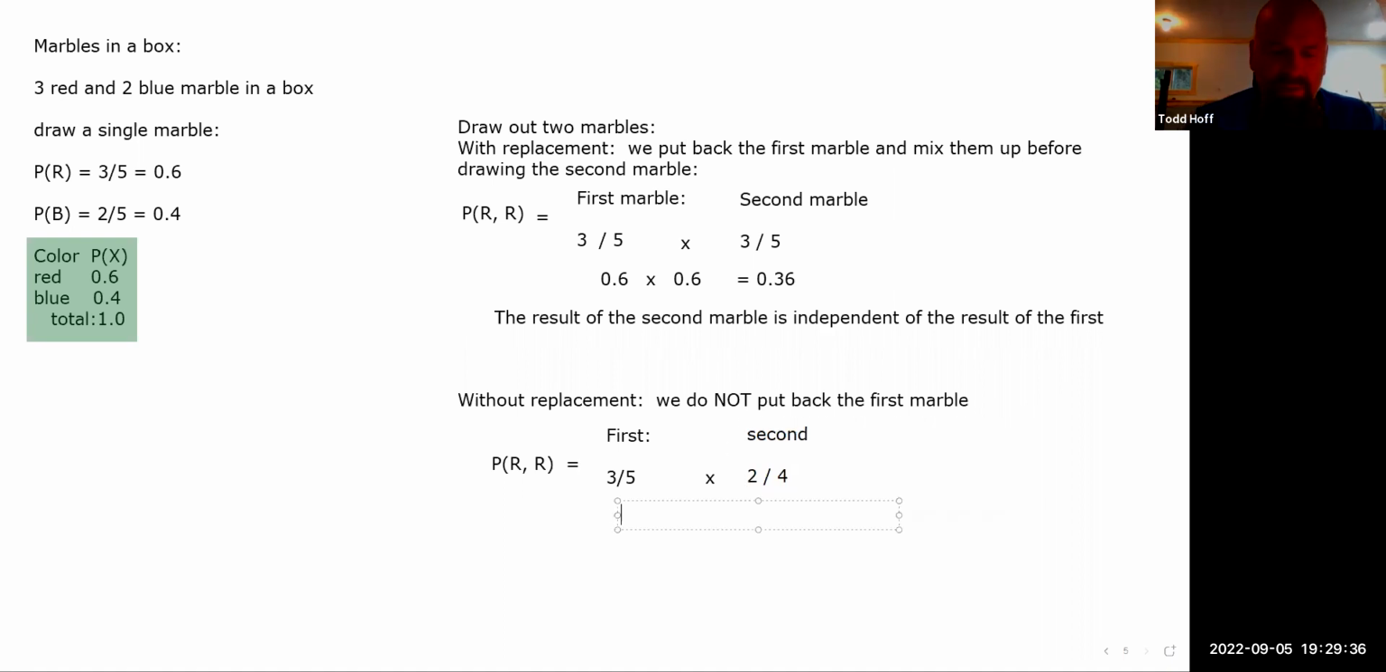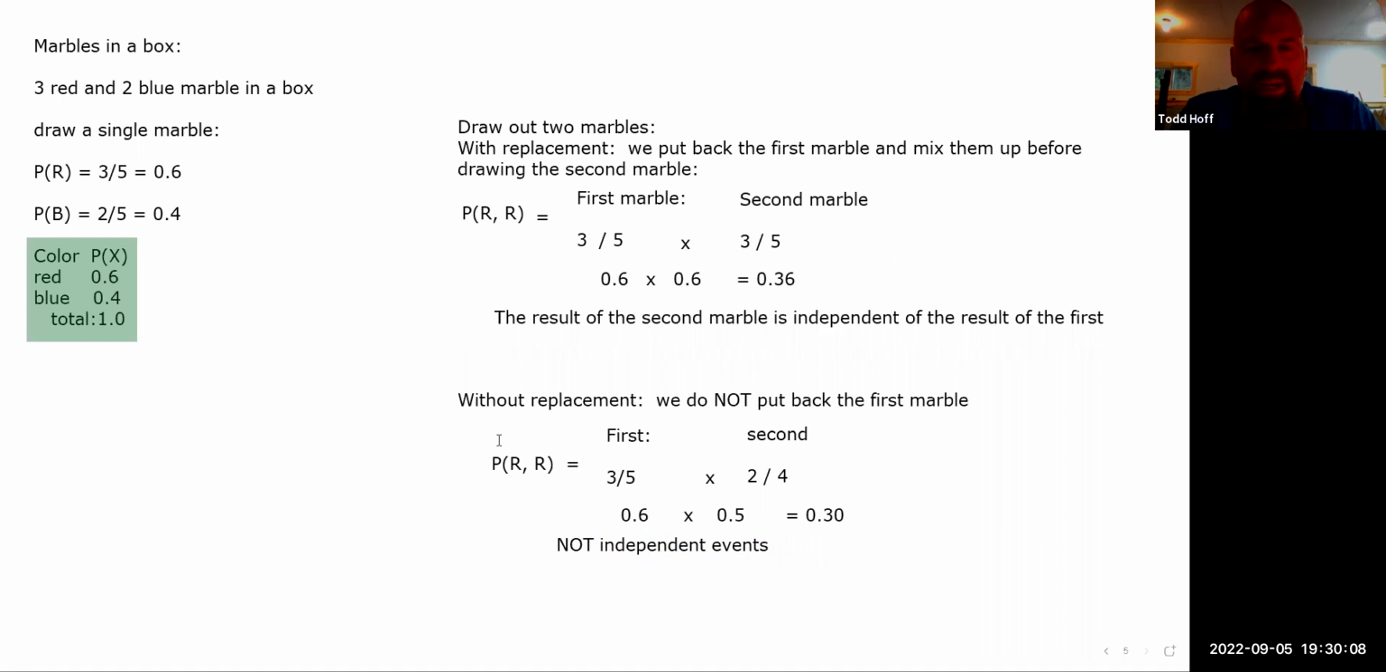So 3 out of 5 is 0.6 times 2 out of 4 is 0.5. That changes the probability of getting 2 red marbles to 0.3. So these are not independent events. The other ones were independent because the result of the first marble did not change the probability of getting anything on the second marble.